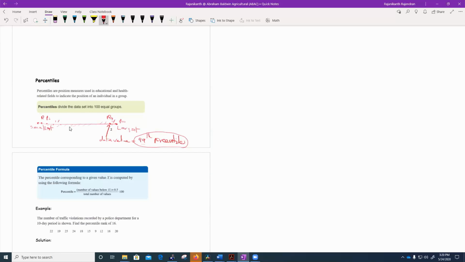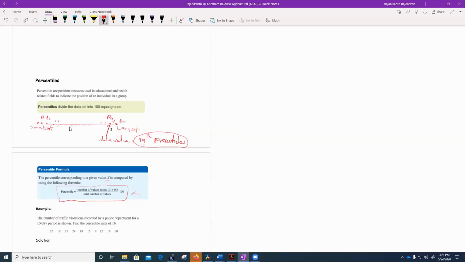Okay, so that's a formula to find the nth percentile of the given data set. Suppose you are given a data value. By looking at this formula, we could find the corresponding nth percentage of that particular data value. So the percentile corresponding to the given actual data value X is computed using this formula. So use this formula to find the percentile. How do you find it?